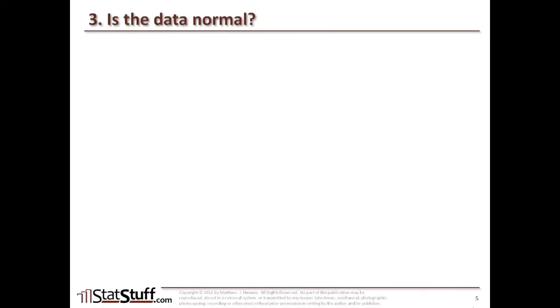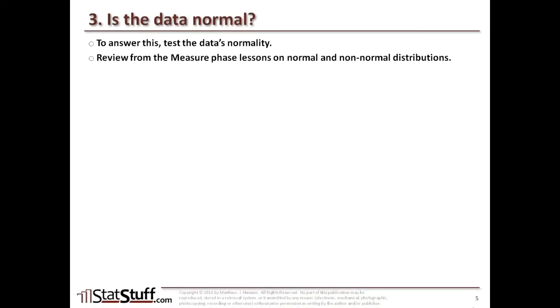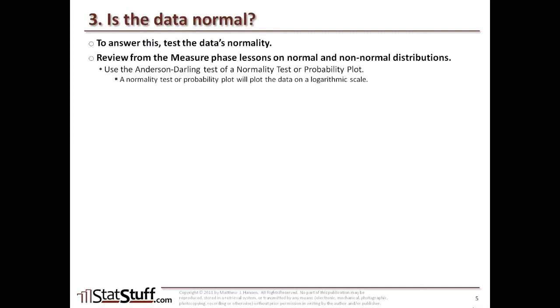In order to answer this question, we would need to test the data's normality. So we can review again the Measure phase lesson, where we talked about normal and non-normal distributions and used the normality test to assess the normality of the data. In those tests, we would use the Anderson-Darling test, for example, or a probability plot to test for that normality.